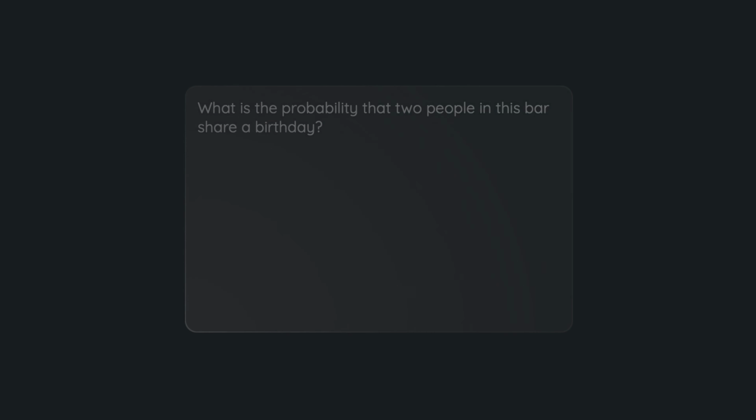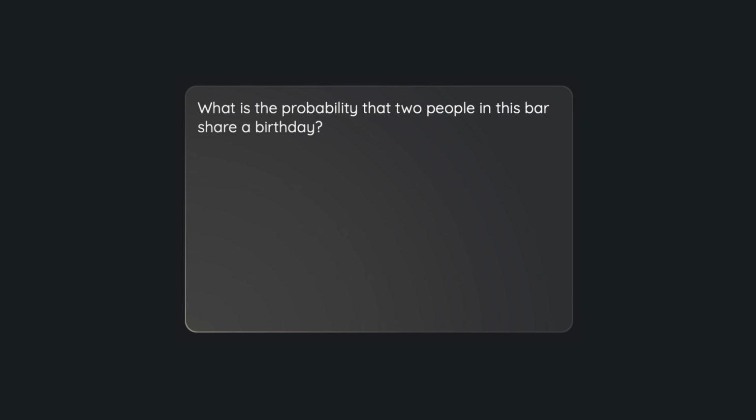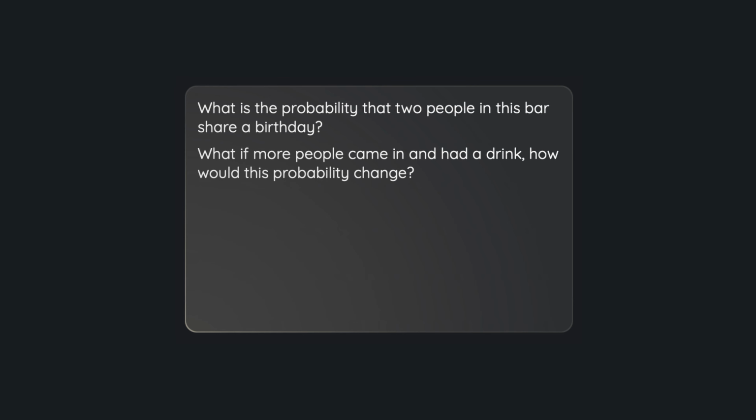Let us imagine we are walking into a bar. A wave of wonder hits us, and we ask ourselves, what is the probability that two people in this bar share a birthday? Just as we pose this question to ourselves, another person walks in. Another question arises. What if more people came in and had a drink? How would this probability change?